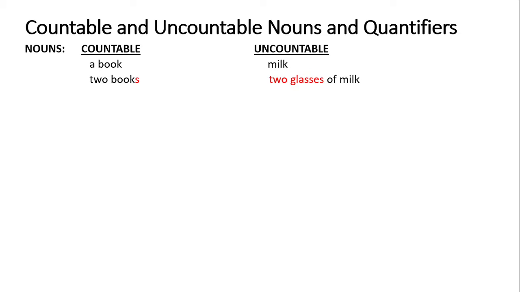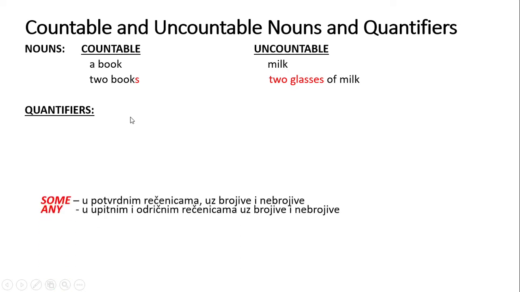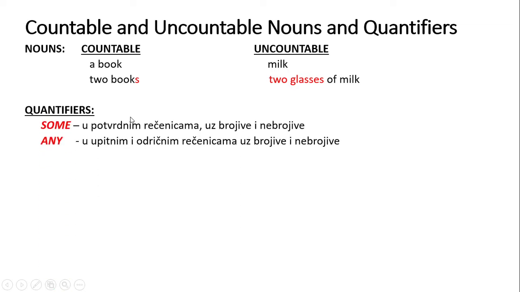But what about if we are talking about some quantity that is not specified? Here we know there are 2 books, but what if I don't want to count them? Then we are using quantifiers. You know some of the quantifiers, so let's revise them. First of all, some and any.